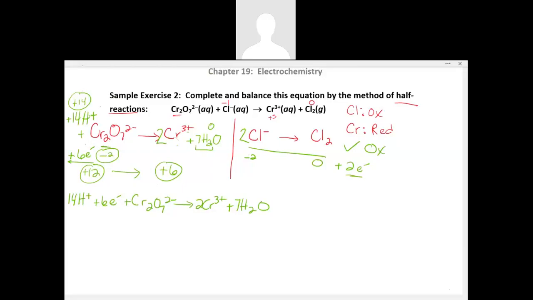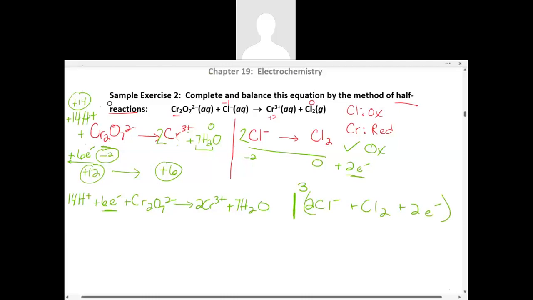So now my other half equation looks like 2 Cl negative gives Cl2 plus 2 electrons. We also need to have the same amount of electrons going in as going out. This side is 6, so I can multiply over here by 3. Then I'll get 6 Cl negative gives 3 Cl2 plus 6 electrons.